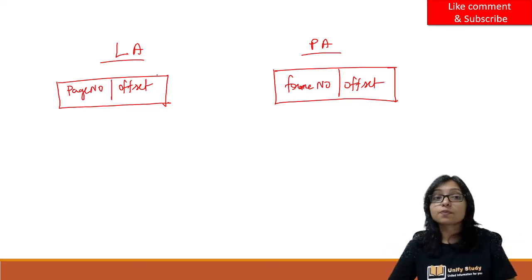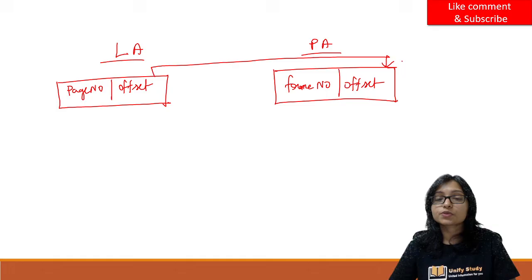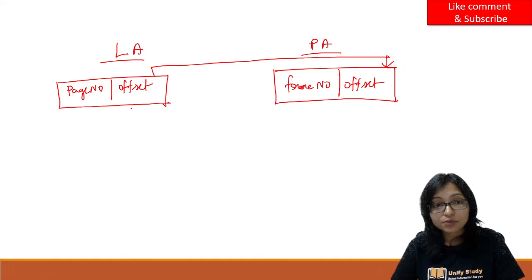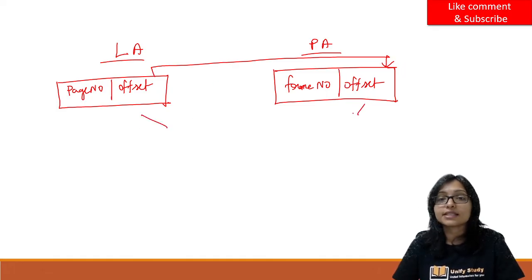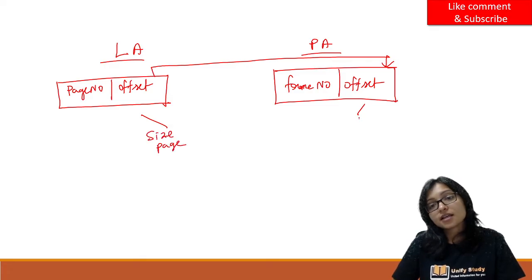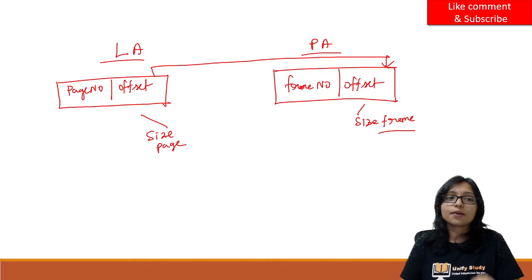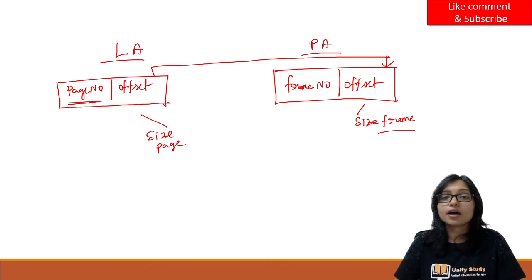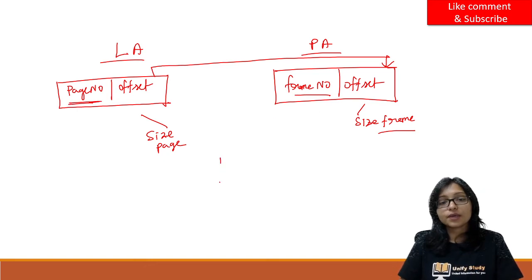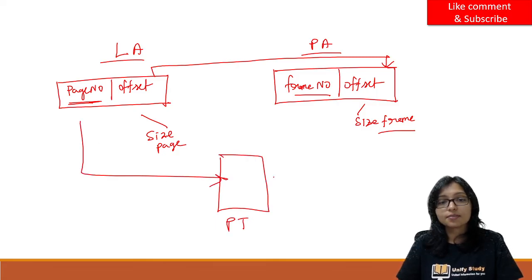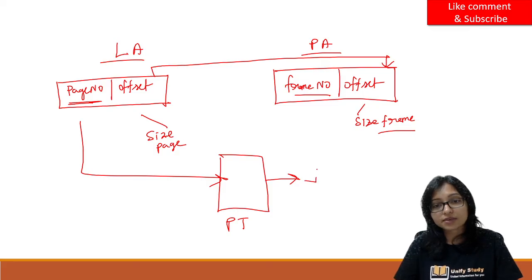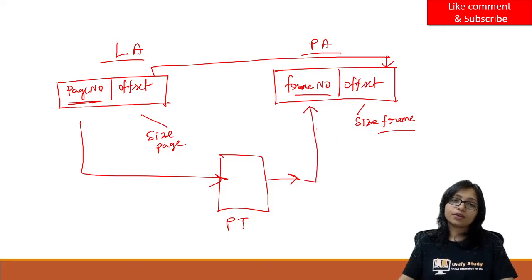Now see that the offset will always be the same. Offset means the size of the pages. This is the size of the page and this is the size of the frame, and this is always the same. So no problem here. The only problem is the page number and the frame number. This will be converted through the page table. I will send the page number here and from here I will get the output as a frame number. I will go to that frame number.